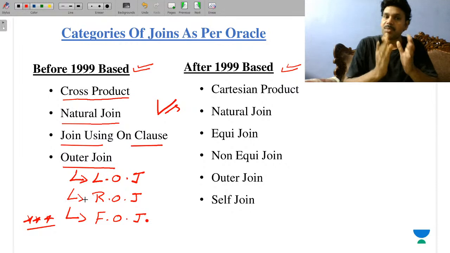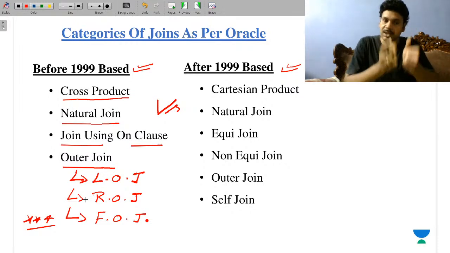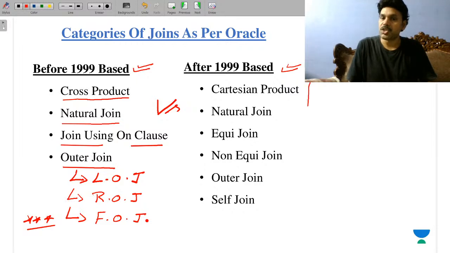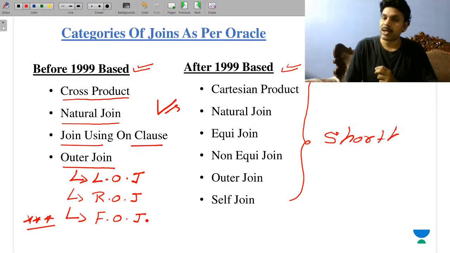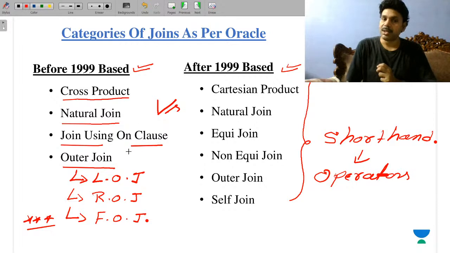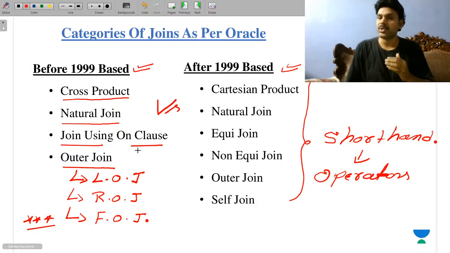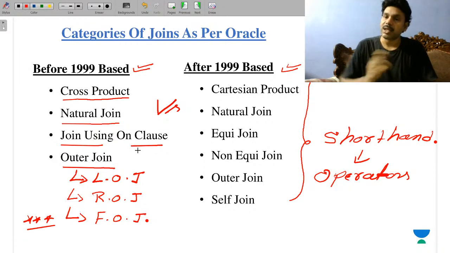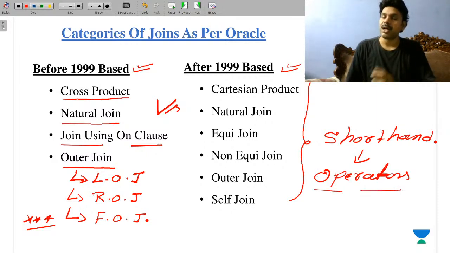And what is the difference between before 99 and after 99? This one is completely keyword based, and this one is completely shorthand based. You can write the queries using just operators. That's why they are called shorthand based joins. Simply, it is going to be represented in the form of operators. But here, you need to write the complete keyword in order to represent a cross product or natural join or outer join. But in after 1999, the keywords are represented in the form of operators. Simply, you can use the operator to equalize those before 1999 joins.